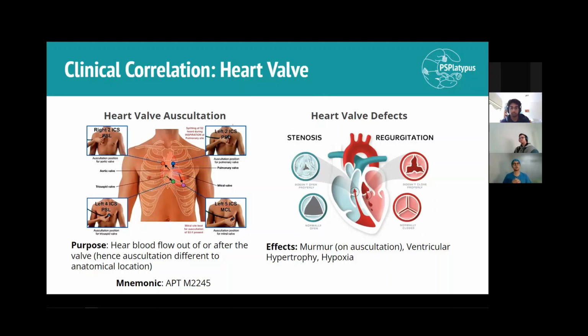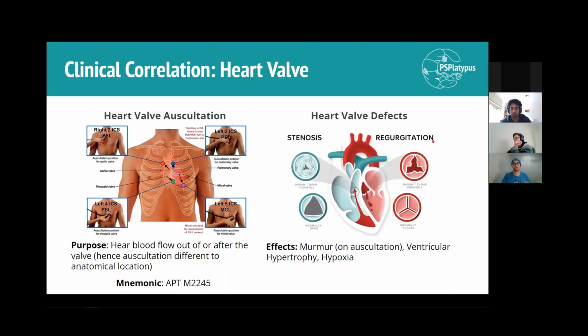And if your valves become stiffer and hardened, they're not going to be able to open as easily. And what that means is that when blood is trying to push through, only a small amount gets through. So that's the problem you're going to be having here, which is that blood is not able to push through, and only a small amount is going to end up in the post chamber, the chamber afterwards.